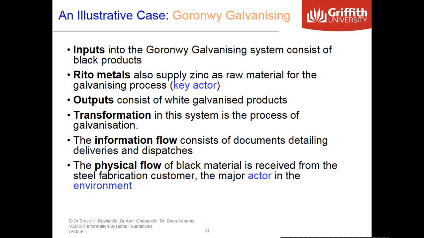Okay, so the inputs are black products. So they're the products that have not been changed yet. Rio Tinto Metals supply zinc as a raw material for the galvanizing process. They're a key actor. They're important in this process. They're a supplier, actually, in this sense.